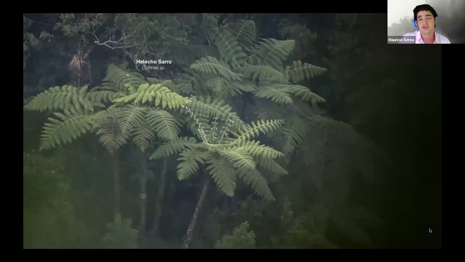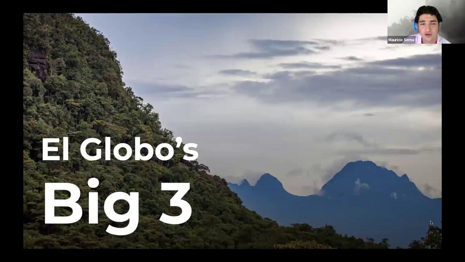It's called the helecho sarro, and it's also a really important species, one of the more ancient species that we have in El Globo, and it's really beautiful. We have a lot of patches of forest dedicated to this fern. Go ahead, Dave. And now I'm going to show you the El Globo's big three.